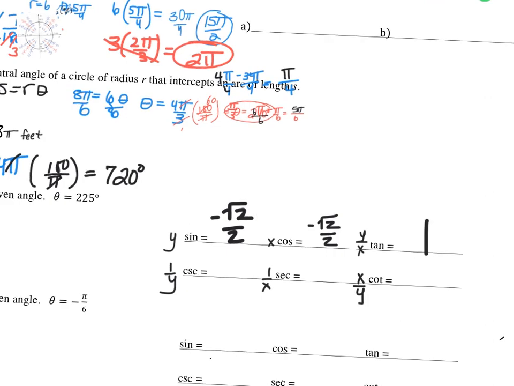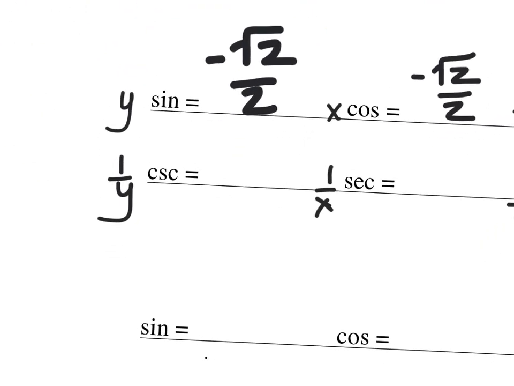For the next 2, 3, how do I find the cosecant? It's 1 over that. So in a sense, all we're really doing is what? We're just flipping it. So it's 2 over negative root 2. Can I have that? No. So multiply top and bottom by root 2.